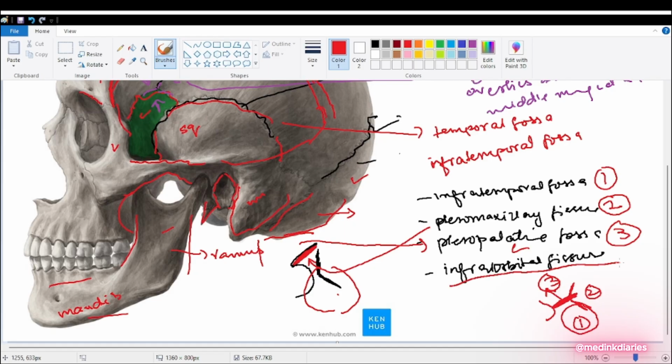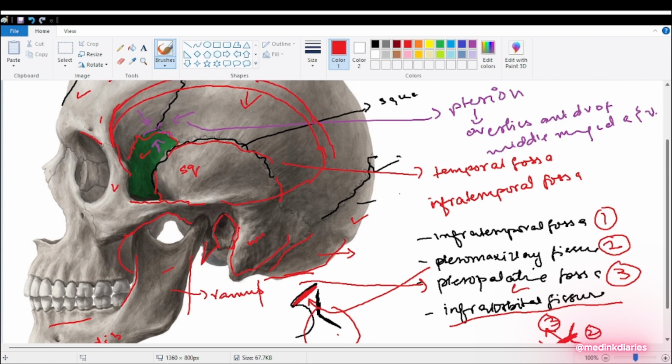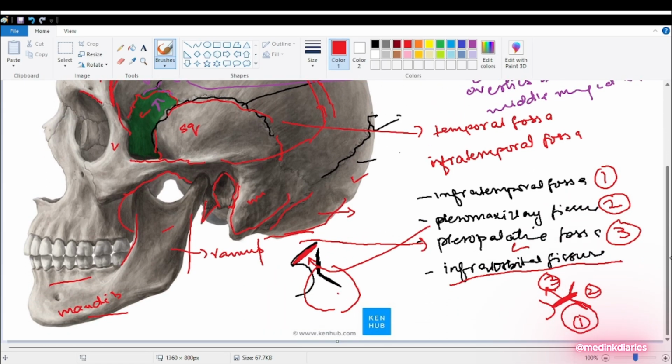Now what is the infraorbital fissure? The infraorbital fissure is another fissure, a horizontal opening between the greater wing of the sphenoid and the maxilla. It basically opens into the orbit. So if you view the anterior view of the orbit, you can see this infraorbital fissure clearly.